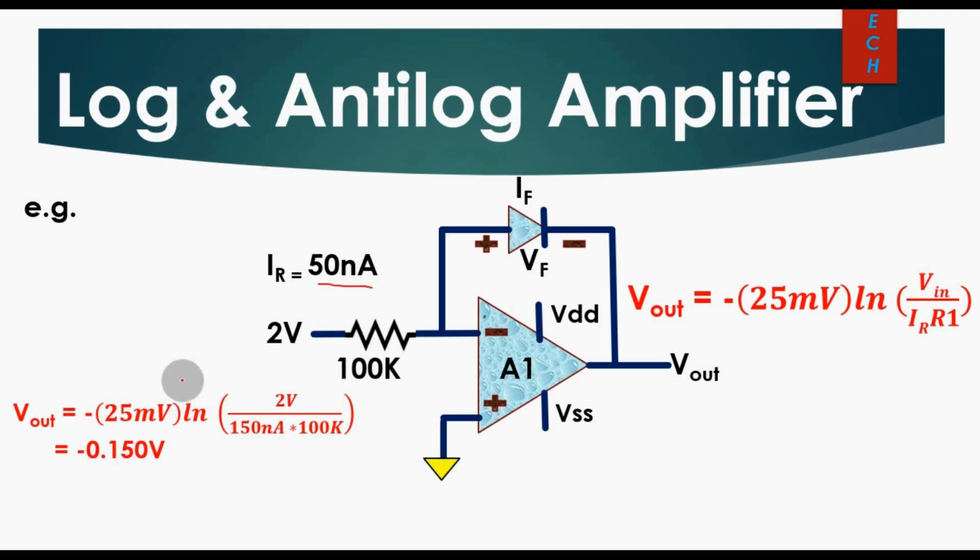So this is the example I have considered using a logarithm amplifier with a diode. You can see your 2 volt signal is compressed to a 150 millivolt signal. Okay, this is the V out. Your input voltage is 2 volt and your V out equals 150 millivolt, right?